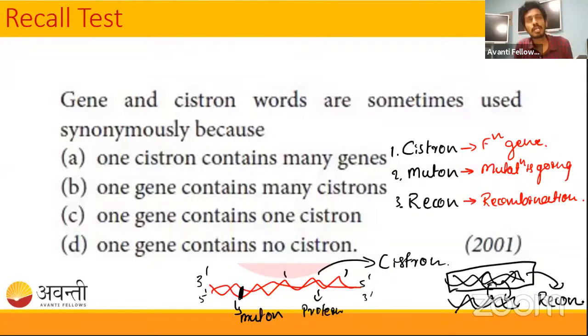So these are general terms we normally use, not that much of a thing, but cistron is normally asked. Muton and recon nobody normally uses that much regularly in your class, but cistron they normally use.